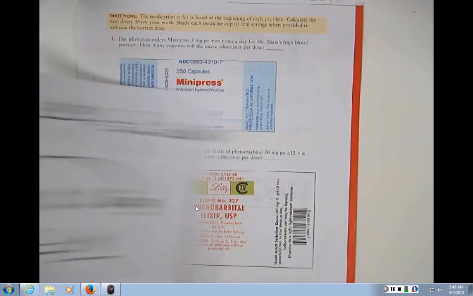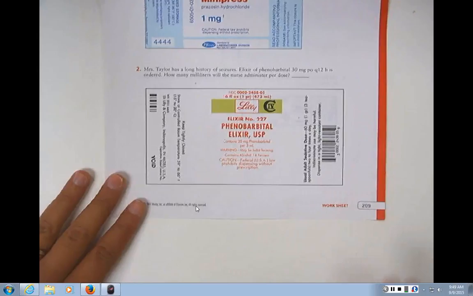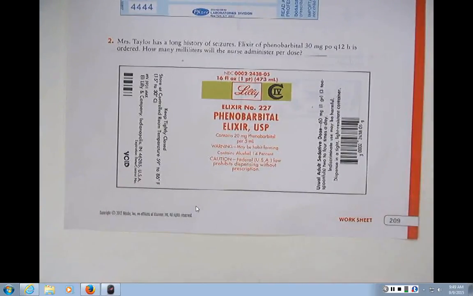Let's do another one. The next one we will do, let's just do this simple one right here. It says, Mrs. Taylor has a long history of seizures. Elixir of phenobarbital 30 milligrams by mouth every 12 hours is ordered. How many milliliters will the nurse administer per dose?